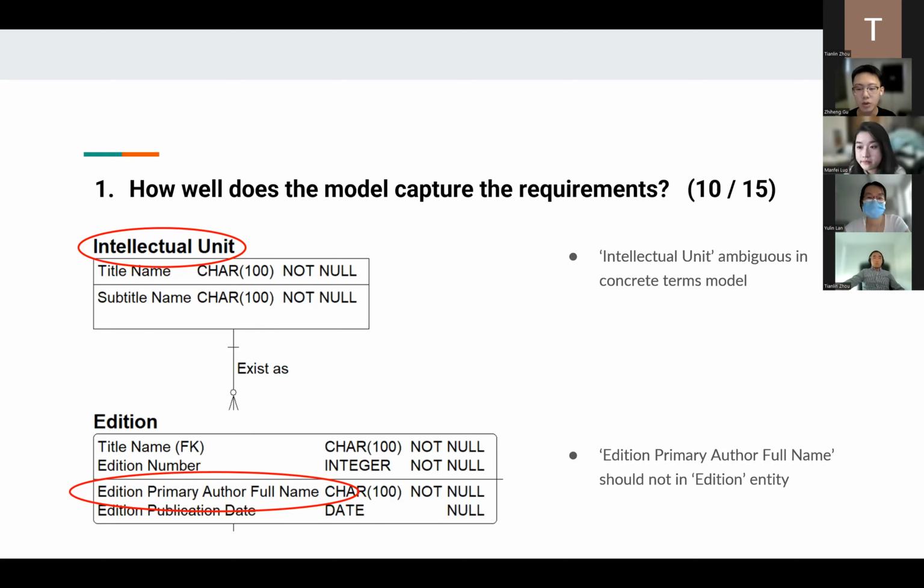Secondly, the edition primary author full name attribute is in the edition entity. This is odd, and it should be placed in the author entity, and there may be further change. Because of these two errors, this category is only given 10 points.